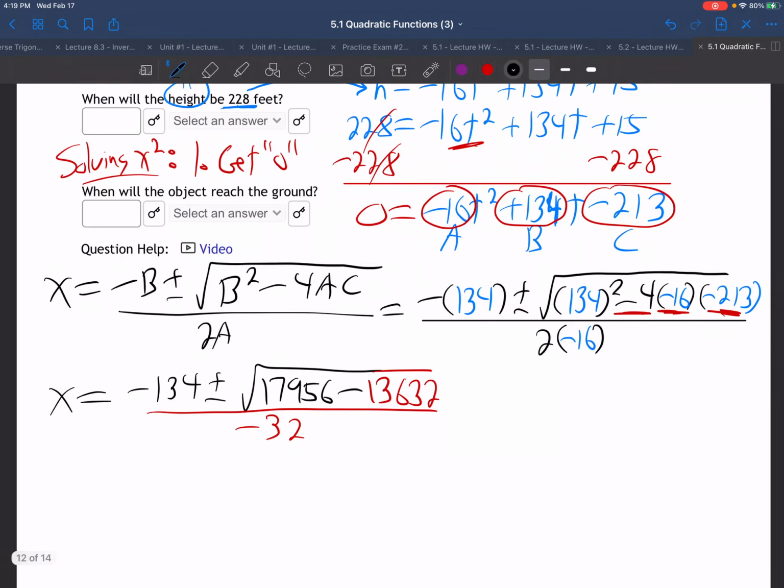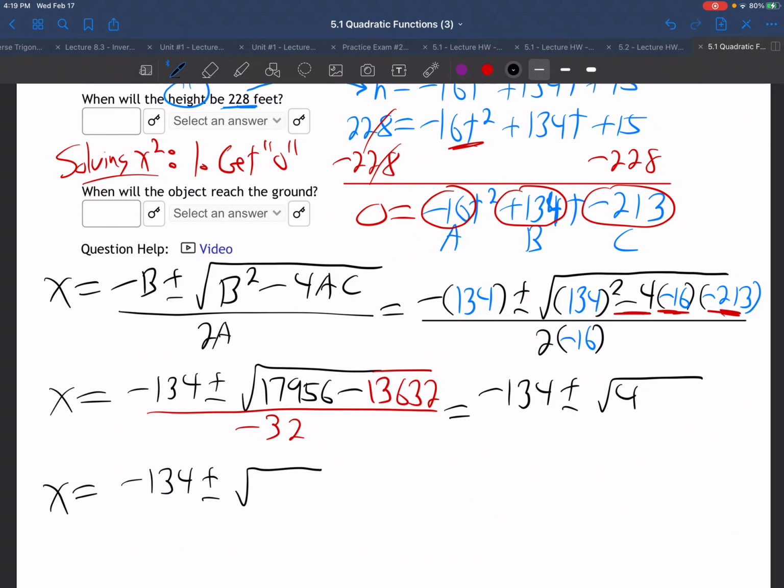Okay, and so then what do we get? Negative 134 plus or minus the square root, so subtracting those guys. In fact, let me just do it right here. Negative 134 plus or minus the square root of 4324 over negative 32.